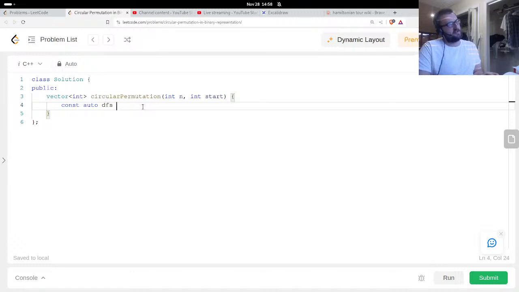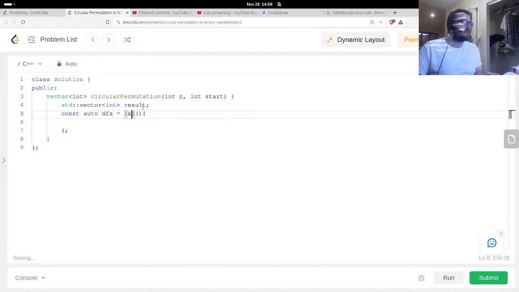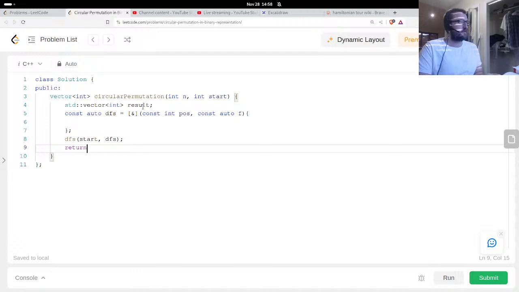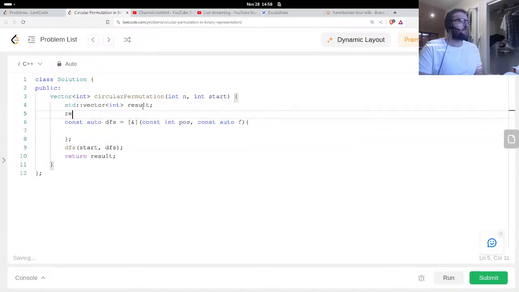And it'll look like the following. Standard vector of int result, a DFS int position, and we'll start here. And then return the result. Result.reserve. The size is n, right? That's how many elements.